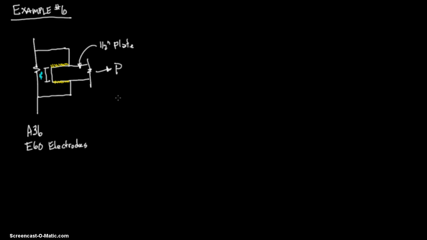Welcome to Lesson 7, example number 6, and it asks us to determine the size and length of weld required to connect it to the larger plate using E60 electrodes. It also lets us know that we have A36 steel for this 4 by ½ inch plate, and that the plate is stressed to its maximum allowable tension.